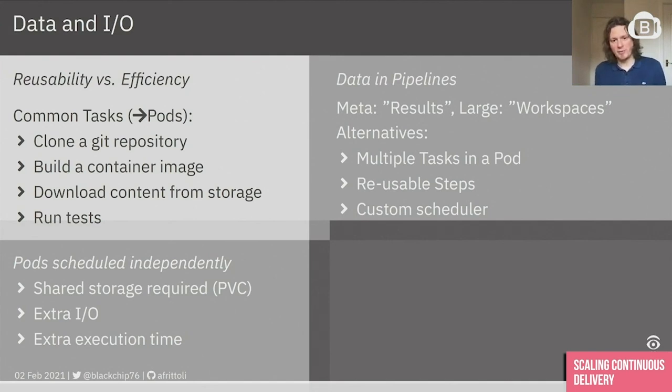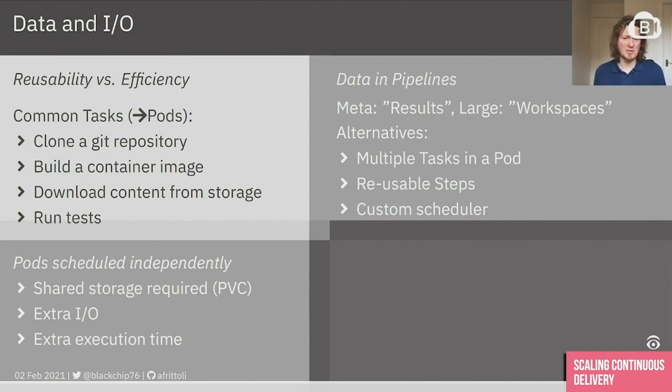This is not true for all the types of data that you have in a pipeline. So we have some metadata, and for that we have a solution which is what we call results. Results are stored in the status of the resources, so they can be shared between tasks without the need of extra storage. But for large types of data, we need to resort to things like workspaces, which are an abstraction around PVCs.